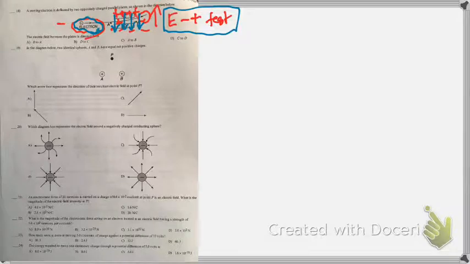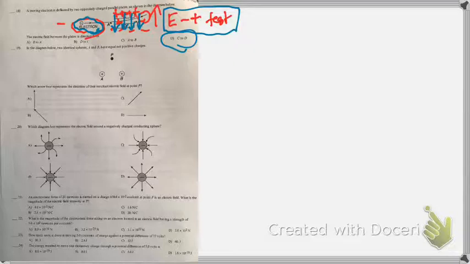So the answer would be whatever from C to D. I think that's D. Okay. Next question. Diagram below. 2 identical spheres, A and B, have equal net positive charges. Which arrow best represents the direction of the resultant electric field at point P?